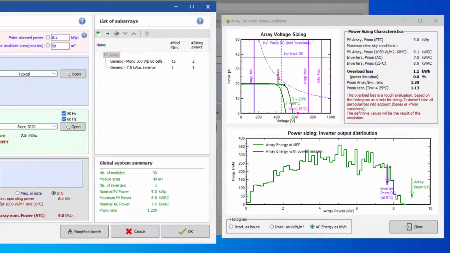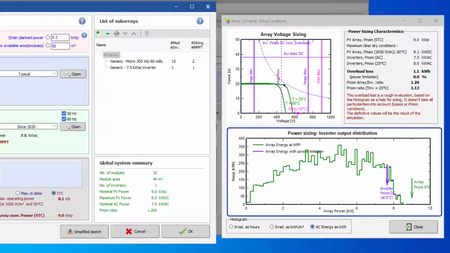Next, we can consider the number of strings in parallel, which will determine the array power. For this, PVsyst shows the distribution of the energy generated as a function of the array power for the whole year. Each bin in this histogram represents the total energy produced during the year when the system is operating between the two power values. For example, 250 kilowatt hours will be produced throughout the year when the system operates between 4 and 4.2 kilowatts. This distribution depends on the weather data and plane orientation.